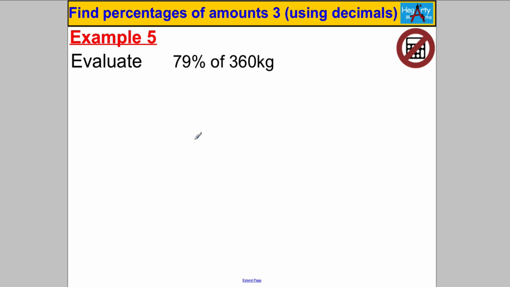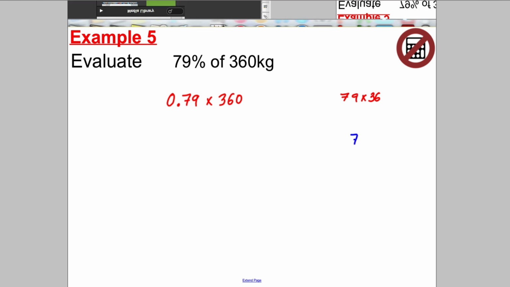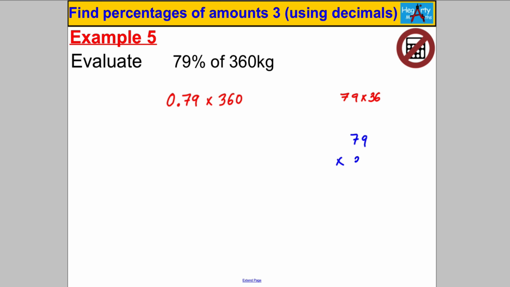79% of 360 kilograms. Pause and have a go. So this is the same as 0.79 multiplied by 360. Now I'm going to go over here and work out 79 multiplied by 36. Now unfortunately that means I'm going to have to do some long multiplication, but anyway, let's just do this. 79 multiplied by 36. 6 multiplied by 9 is equal to 54. 6 multiplied by not 7 but 70 is 420.